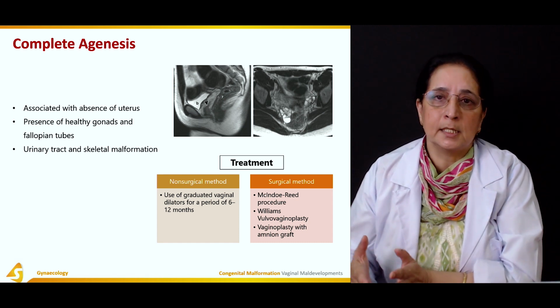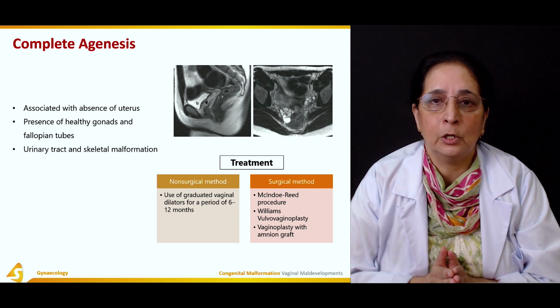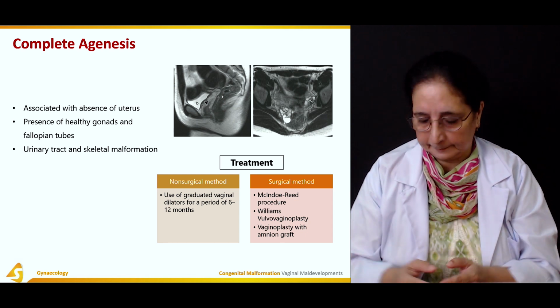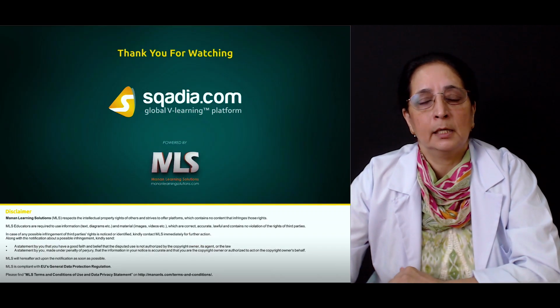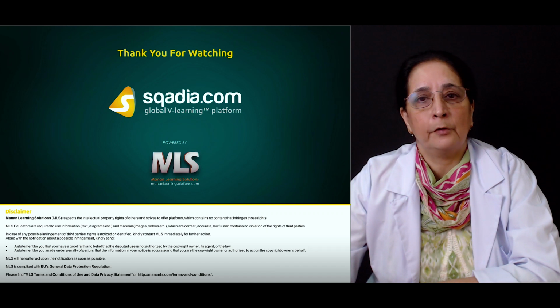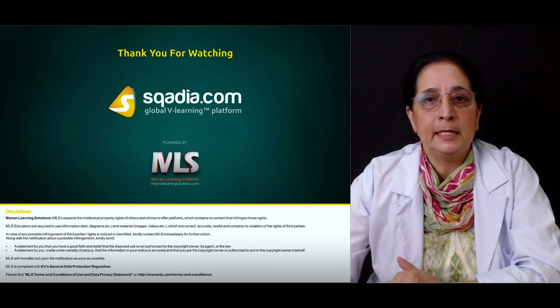But the other option is the surgical approach, in which a cavity or opening is created. So that was all about some other vaginal malformations, in which we talked about partial and complete agenesis.